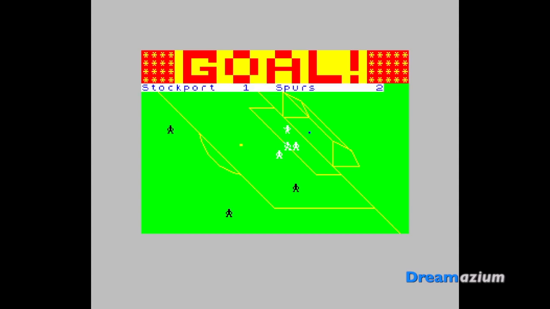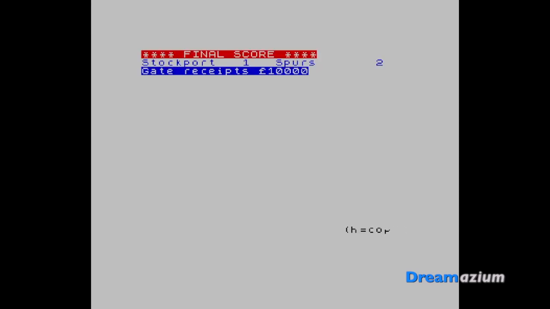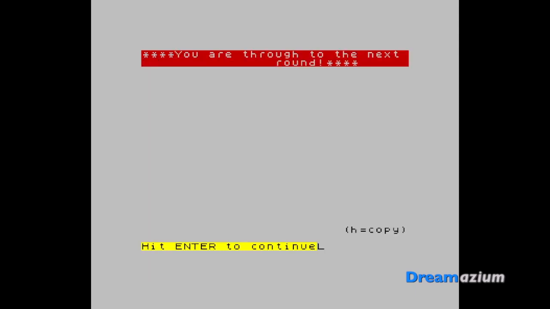Stockport pull one back. And this time, Spurs defend well. Okay, and it finishes there. Spurs win 2-1. I mean, this is elation. Gate receives FA Cup, always better. It then gives us some feedback.